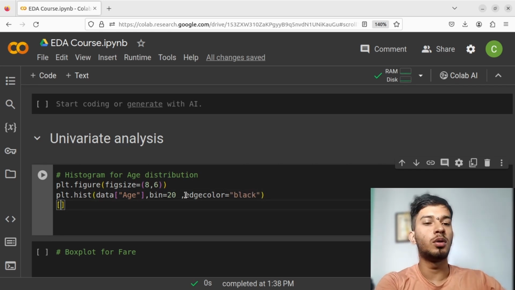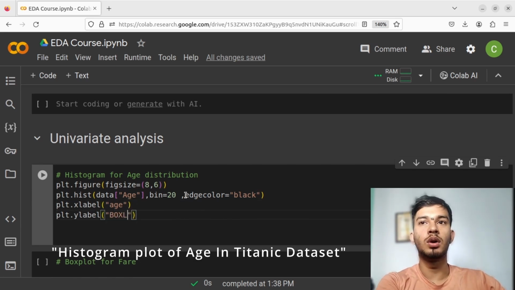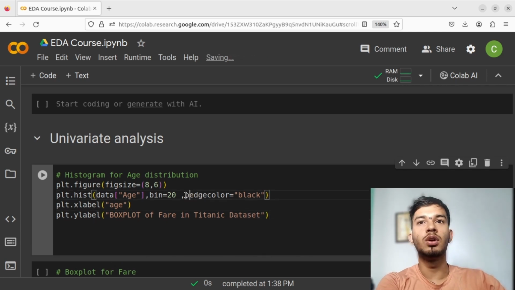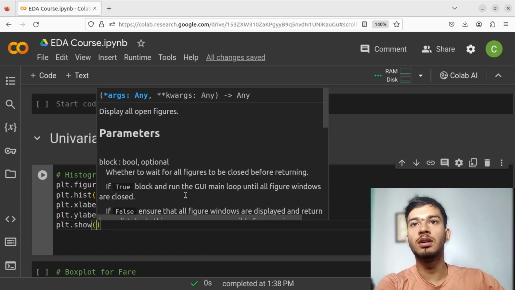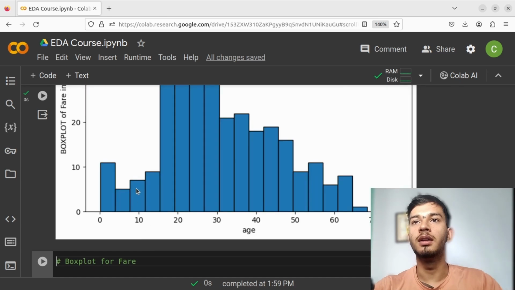After that we have plt.xlabel for the x-axis, where we can write age, and on the y-axis plt.ylabel, where we can write box plot of fare in Titanic data set, right? And once I do plt.show, it will give me the visualization. Let me check if I'm done. So if I hit enter, hope I should not get any error, right?